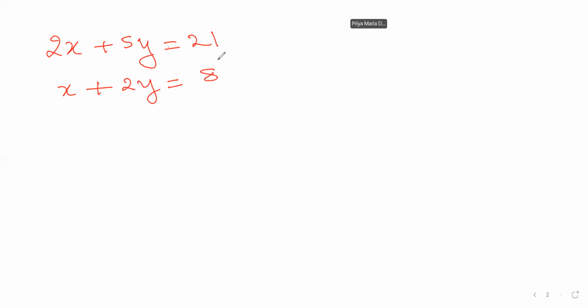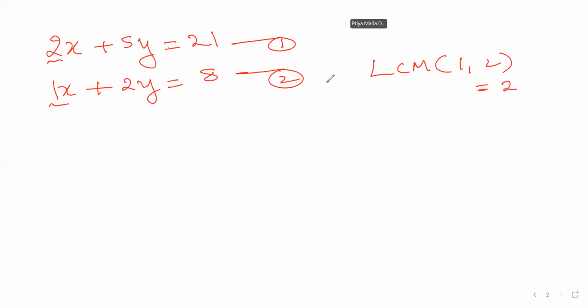Now I can choose to eliminate y or x. See, the second equation, what is the coefficient of x? It is 1. So I can eliminate either x or y, but since the coefficient of x is 1 in equation 2, and in equation 1 the coefficient of x is 2, isn't it? So what is the LCM of 1 and 2? It is 2, right? So I already have the coefficient of x as 2 in equation 1. So all I need to do is multiply my equation 2 by 2 so that I get 2 as the coefficient of x.